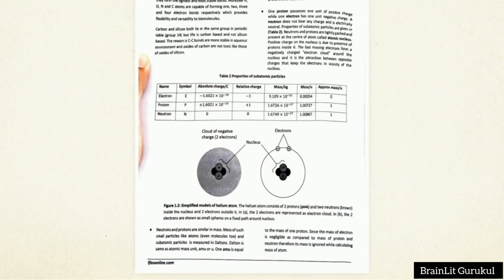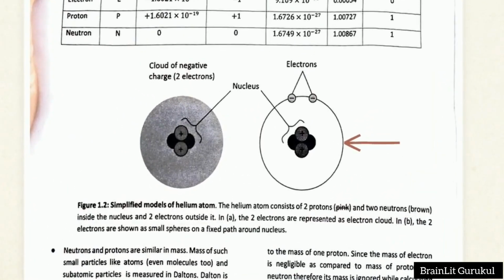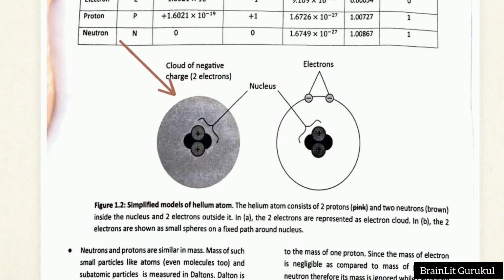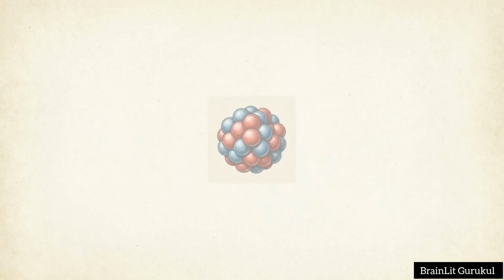Figure 1.2 models the resulting helium atom in 2 ways. While the fixed planetary paths in Model B are easier to visualize, Model A represents reality, depicting the fast-moving electrons as a negatively charged probabilistic cloud. The entire structure is held together by electromagnetic attraction.